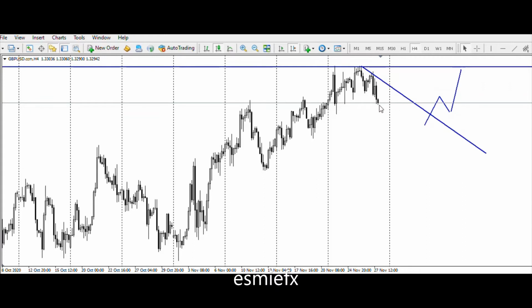Until then, if it is a sell, if it gives a retracement towards this trend line and creates another lower high, then I will look to sell this currency pair. So it's quite simple.